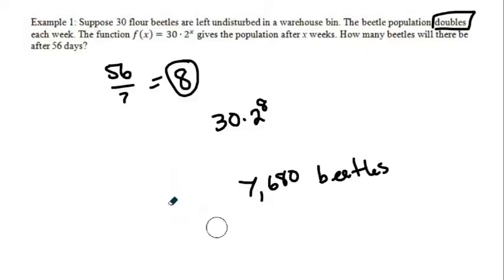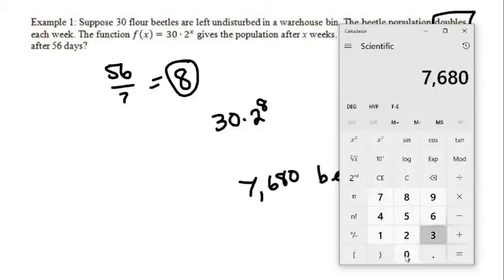All right, just to double check, let's go ahead and start with 30. After 1 week, we've got 60. This is what I love about calculators. If I just keep pressing enter, it keeps doing the same thing. After 2 weeks, it's 120. 3 weeks, 4 weeks, 5 weeks, 6 weeks, 7 weeks, 8 weeks, boom, 7,680. Makes perfect sense. All right, let's move on.